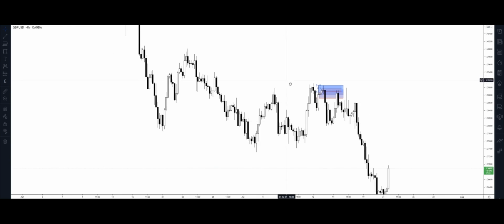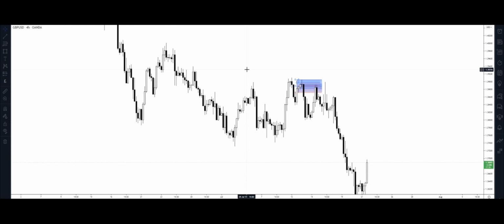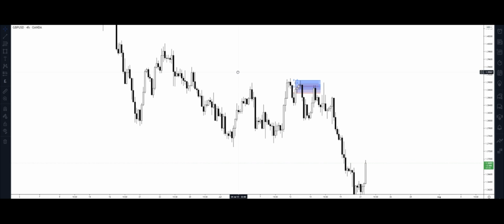So just go ahead and map out your supply and demand zones, and if you spot an order block within the supply and demand zone, then great, map out that order block and go from there. And if it lines up with the equilibrium, then that's a high probability trade right there.